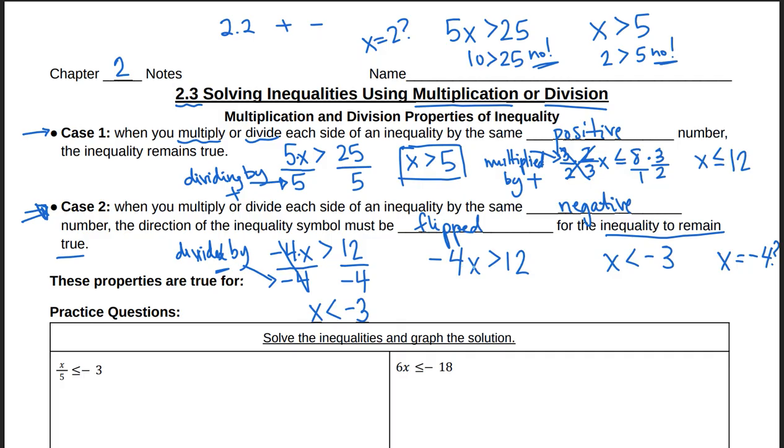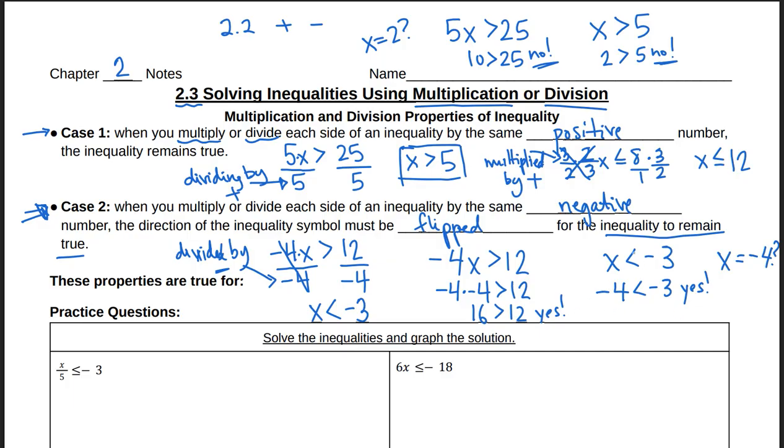So if I plug in negative 4 here, that's negative 4 times negative 4 is greater than 12. Negative times negative is a positive, which gives me a positive 16. 16 is greater than 12, so I would say, yes, that is true. Okay, so let's go ahead and plug this negative 4 in. So negative 4 is less than negative 3. And that is also true because it is smaller, okay? Negative 4 is further away from 0.